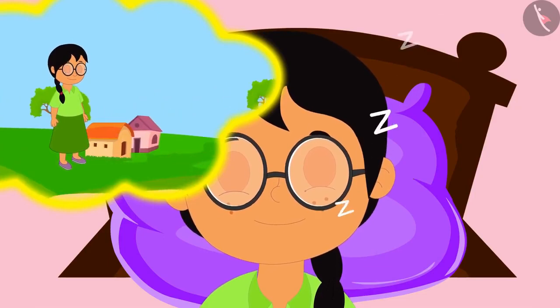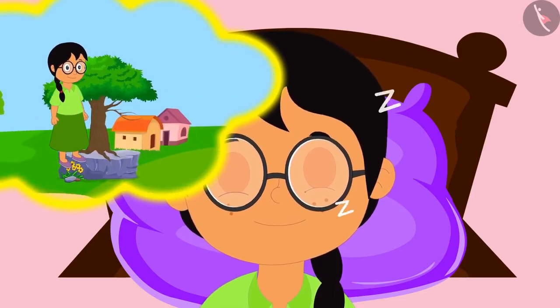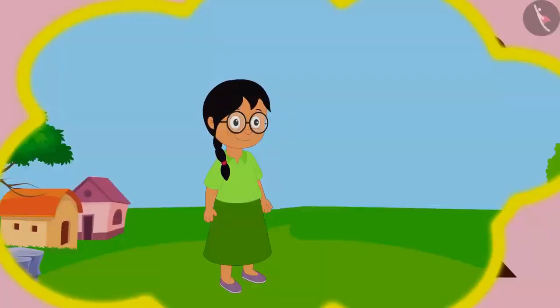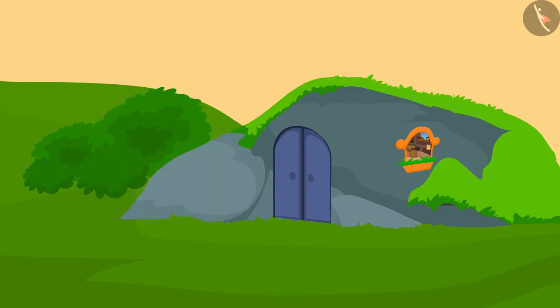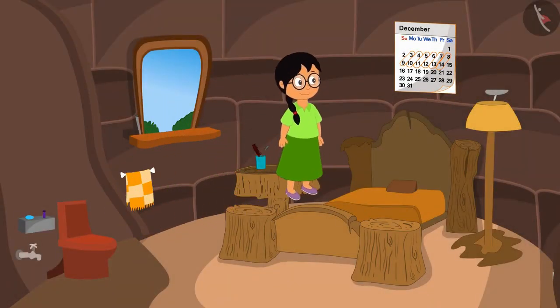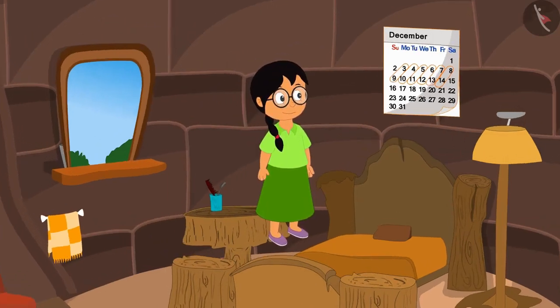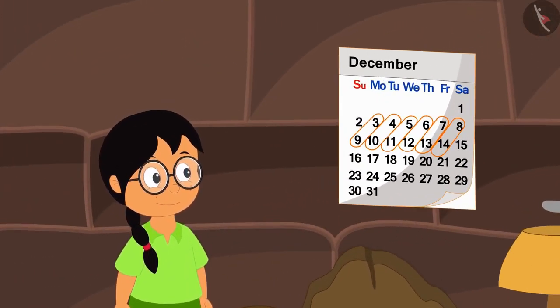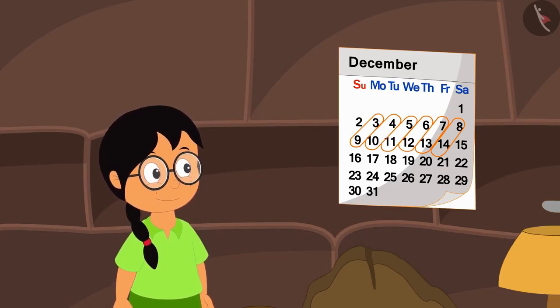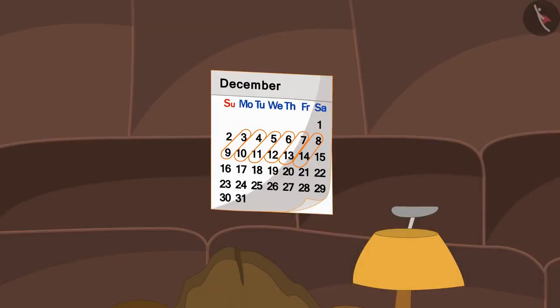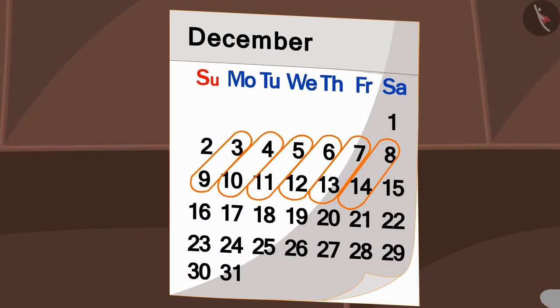Meenu was dreaming that she knows how to fly. She flew to Golu's house. She saw a calendar there. But there was something special about this calendar. Diagonal number pairs like this were shining on it.